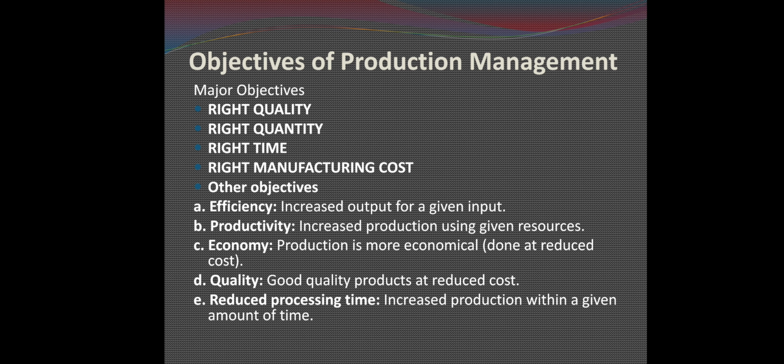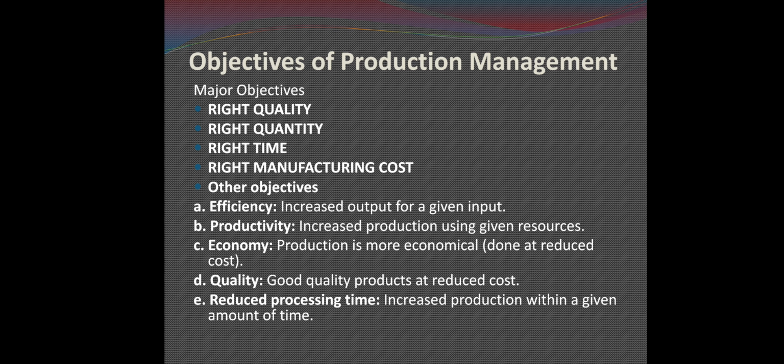There are some objectives of production management. The first objective is right quality. Obviously, we manage production for getting the right quality, then the right quantity at the right time, at the right manufacturing cost. So these are the major four objectives of production management. Every organization, every production process, is going on to fulfil these four objectives: to produce the right quality of product, in the right quantity, at the right time and at the right cost.